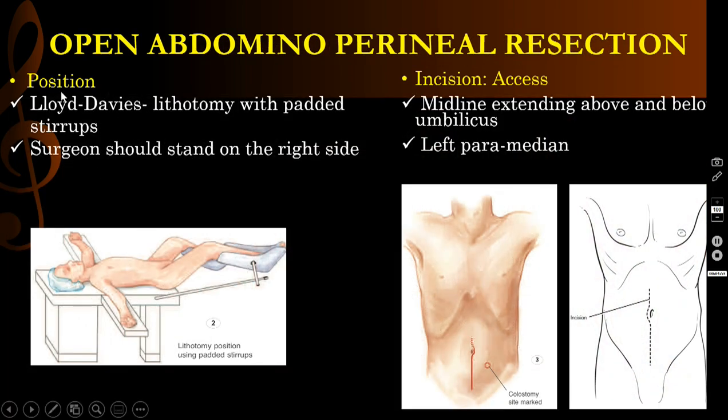So what is the position of the patient? Patient should be in this type of position. This is called Lloyd Davis modified lithotomy position with padded Allen stirrups. Surgeon should stand on the right side, of course. Incision should be a midline incision extending both above and below the umbilicus, or we can even do a left paramedian incision.